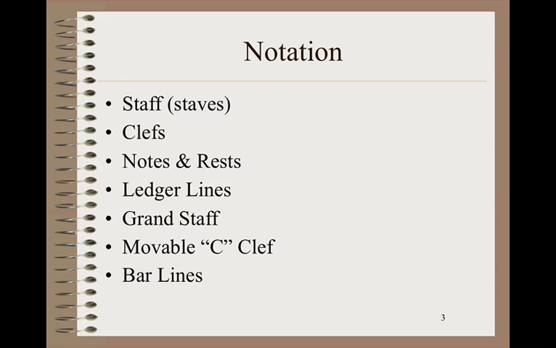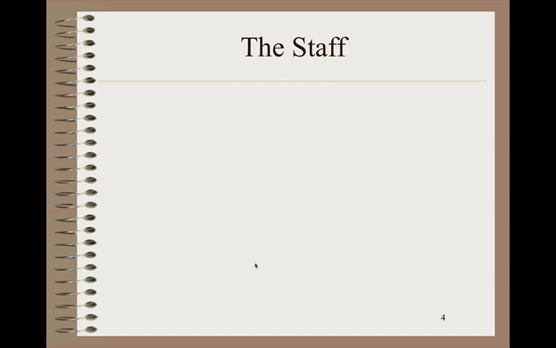composers use. The first tools we're going to show you are the notation tools. And all these different notation tools we're going to be looking at: staff or staves, clefs, notes and rests, ledger lines, the grand staff, movable C clef, and bar lines. So we'll start with the staff.